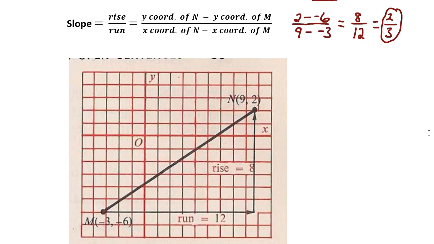Here's a drawing of that situation we were just discussing. You see point M at (-3, -6) down here, and point N at (9, 2) up here. We want to know how steep the line is. We need to know how much it rises and how much it runs. So notice it's rising up 8 units and running to the right 12 units. And we get those values by subtracting the coordinates.